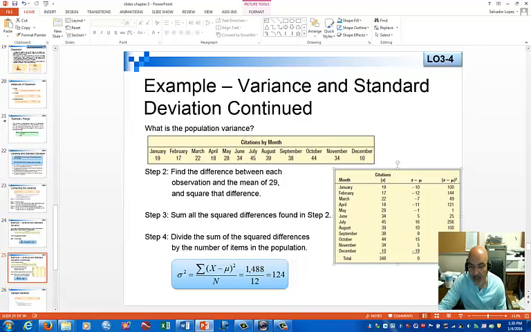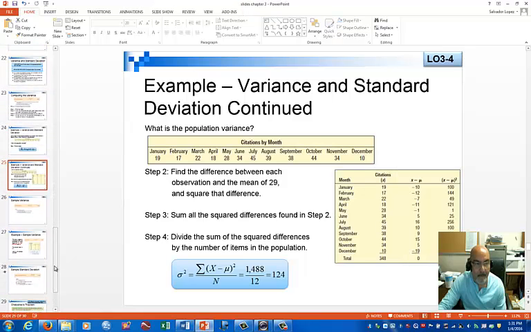Then the final step is you add them up, all these squared differences. And that will be your numerator in the formula. Sigma squared is equal to the summation of x minus mu squared, that's 1488, divided by the number of observations, 12, which equals 124. And the population standard deviation will be equal to the square root of this number, which will be about 11 point something, 11.1, 11.2.